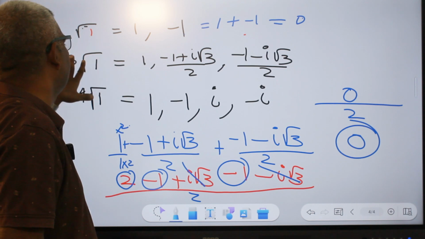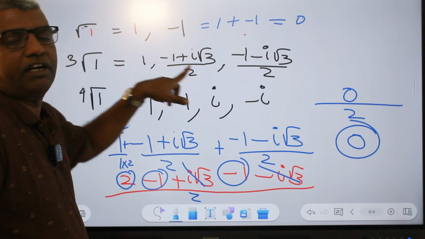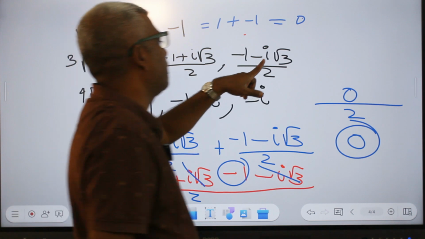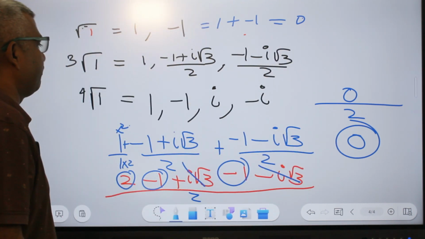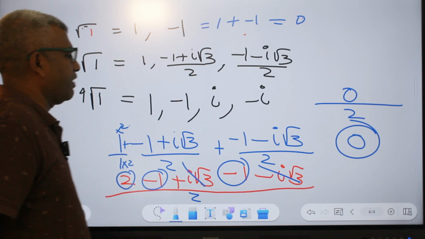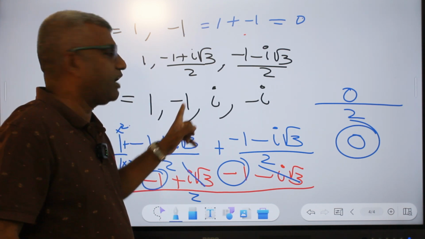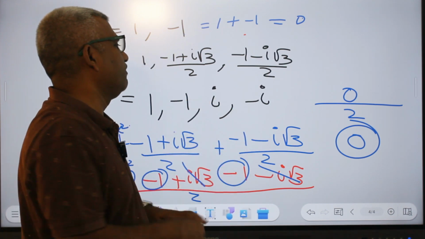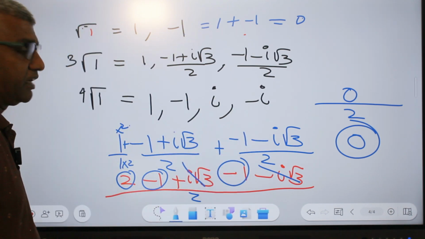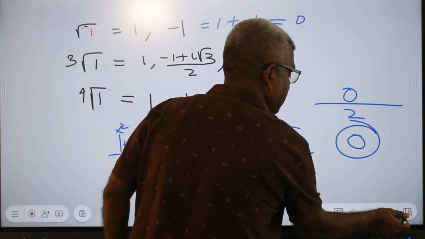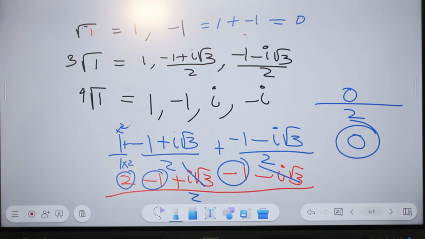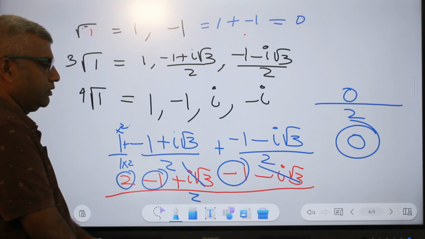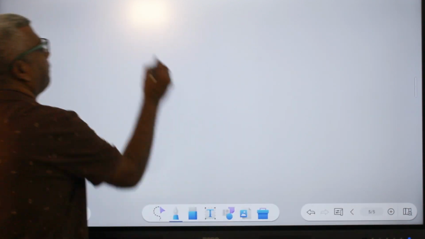Our cube roots are 1, minus 1 plus i root 3 by 2, minus 1 minus i root 3 by 2. It is proven because if you add the roots, it will become 0. Fourth roots of 1: 1 plus minus 1 is 0, i minus i will be 0. So all will be 0. Okay, so these are proven. Another property is, copy down.